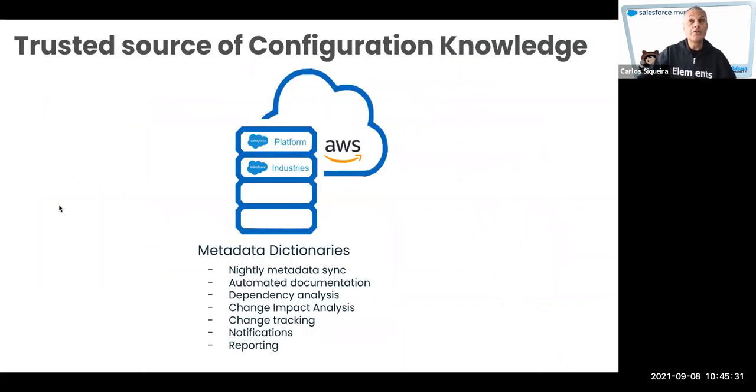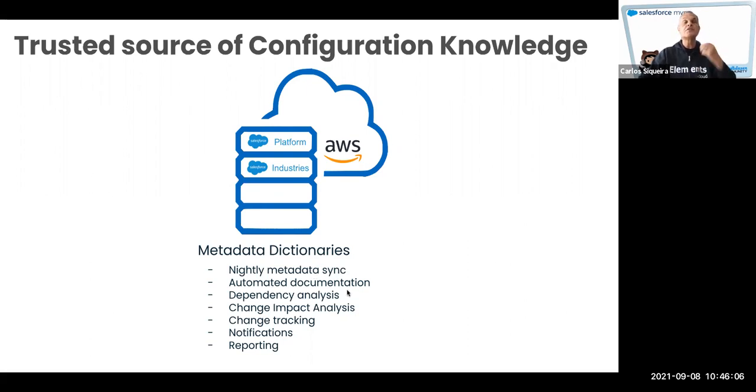To use good software configuration knowledge, you need to make sure that you have your metadata dictionaries. I mean, you have to see that this is available not just on Salesforce, but in other environments. And the beauty of having proper configuration knowledge is that you have a nightly metadata sync, meaning if you have made changes in your org on a daily basis today, okay, next morning when you go in there, that reflects in your org.